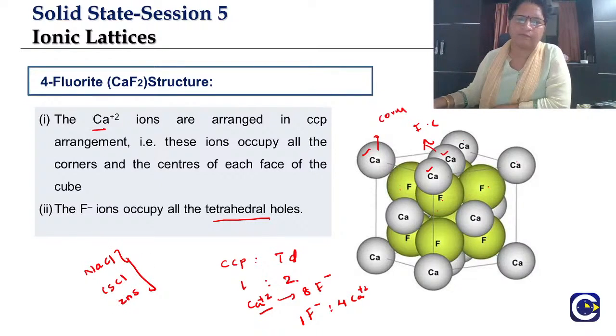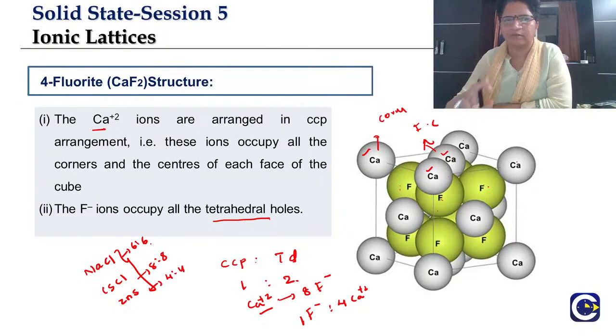The coordination number was the same, either 6:6, 8:8, or 4:4. The coordination number was constant, but in calcium fluoride, which we call the fluorite structure, the coordination number is different for each ion because the calcium ion is surrounded by a larger number of fluoride ions. How many? 8 fluoride ions, because calcium ions are forming a closed packed structure.